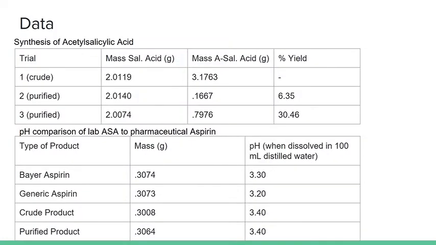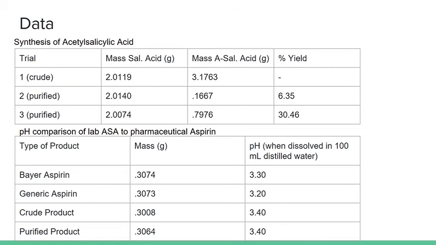Here's our data. For the first trial, we did not purify it in 2 steps as we did for the other 2 trials. We just wanted to see what would be produced, and here's the mass of salicylic acid we started with, and then the mass of the acetylsalicylic acid that we ended with.